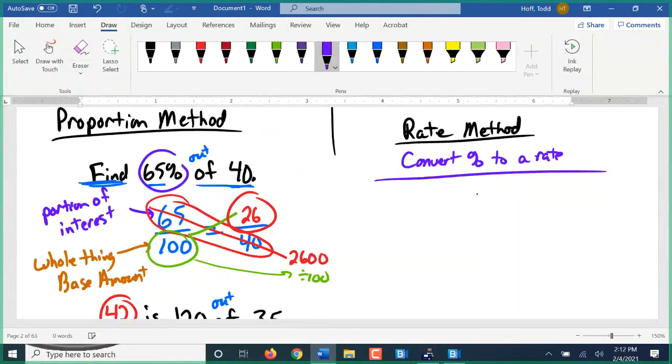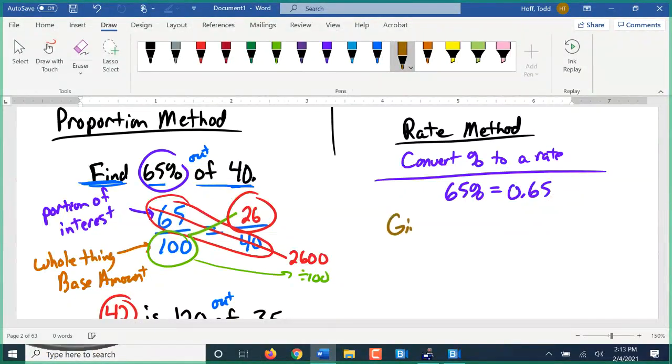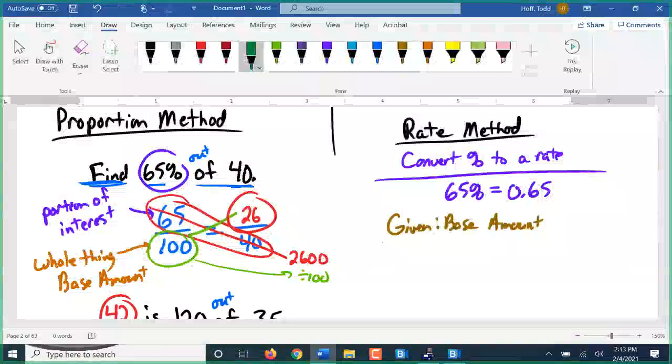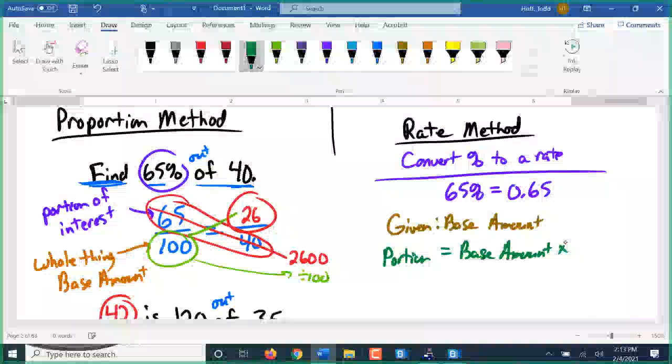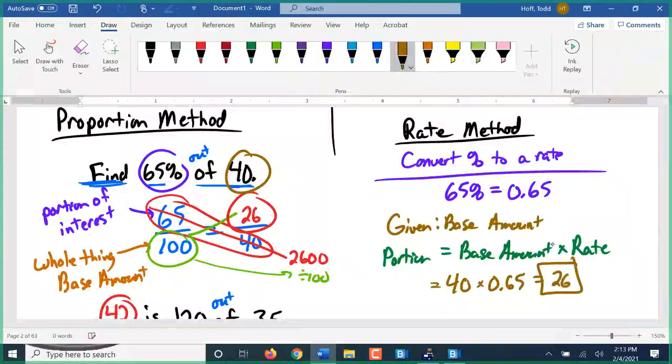In this first problem, we have the 65%. Remember, the rate is just the decimal form, so 65% as a rate is 0.65. The next steps depend on the information we're given and what we're asked to find. If we are given the base amount, then the portion, I'm just going to write portion, that portion of interest is equal to the base amount times our rate. So here we have that base amount is what's given, the 40, times the rate of 0.65, and we get 26 as our answer, which is what we had up here.